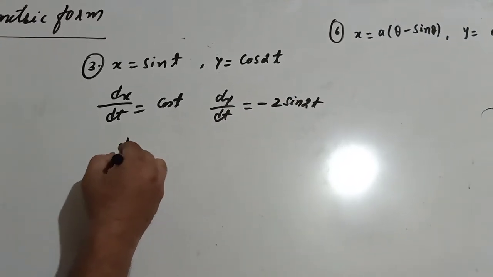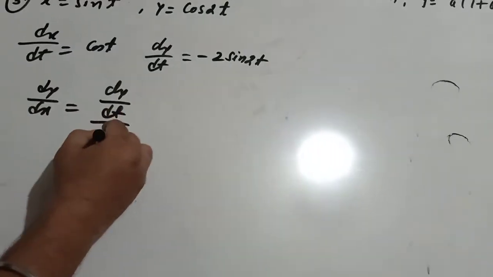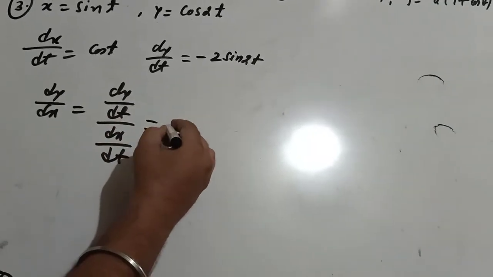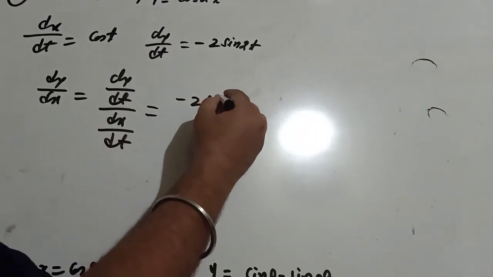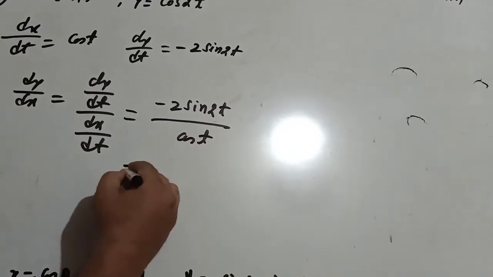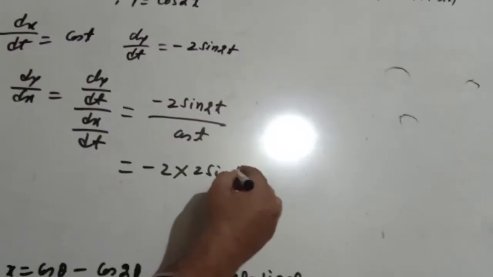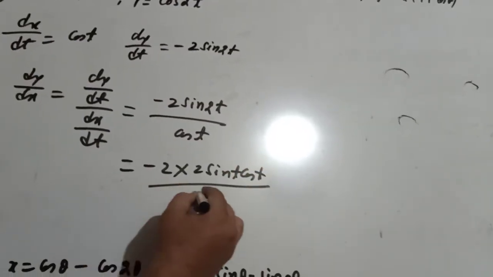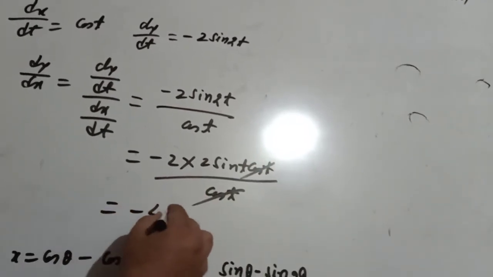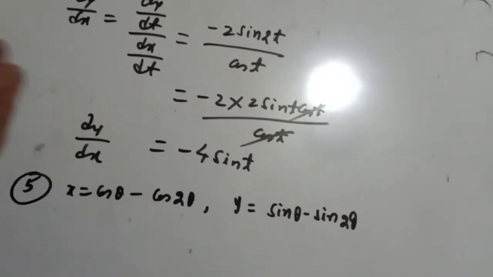So what is dy by dx? Because this time we have the t variable, numerator and denominator are both divided by dt. So dy by dt is minus 2 sin 2t, upon cos t. Now minus 2 sin 2t is minus 2 times 2 sin t cos t, upon cos t. Cos t gets cancelled, giving minus 4 sin t. This is the value of dy by dx.